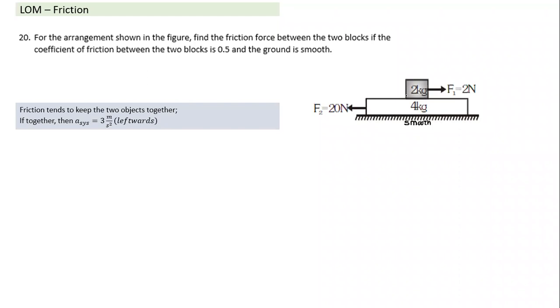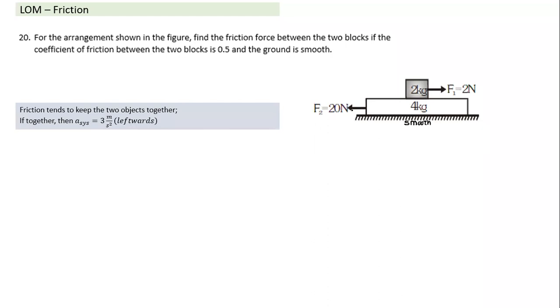If they are together, both will move together. The whole thing can be taken as a system. If it can be taken as a system, I can calculate the acceleration. F is equal to ma. Net force is equal to 18 Newton leftwards, and mass is 6. So the acceleration of the system becomes 3 meter per second square towards the left.